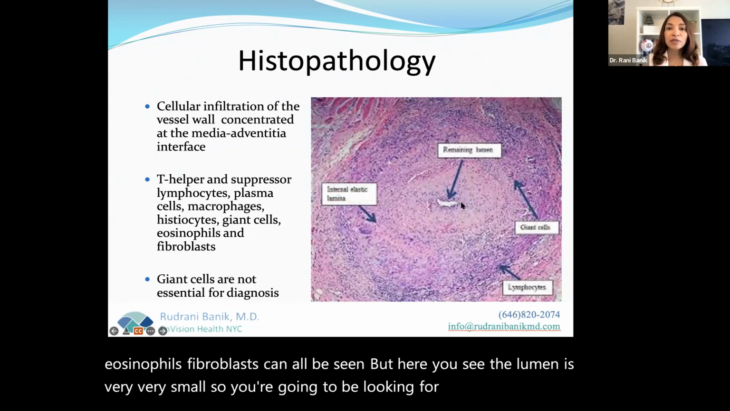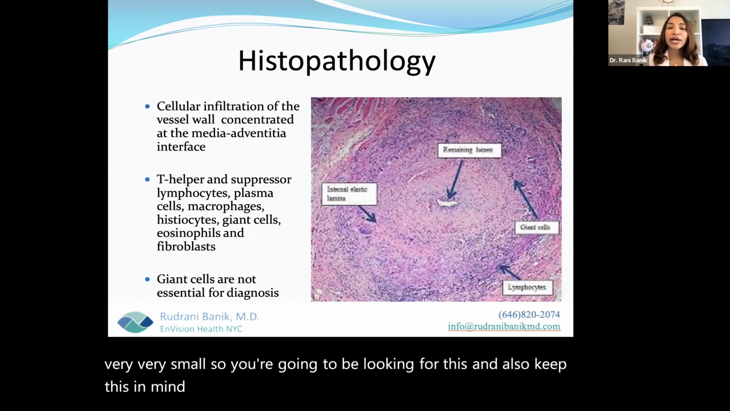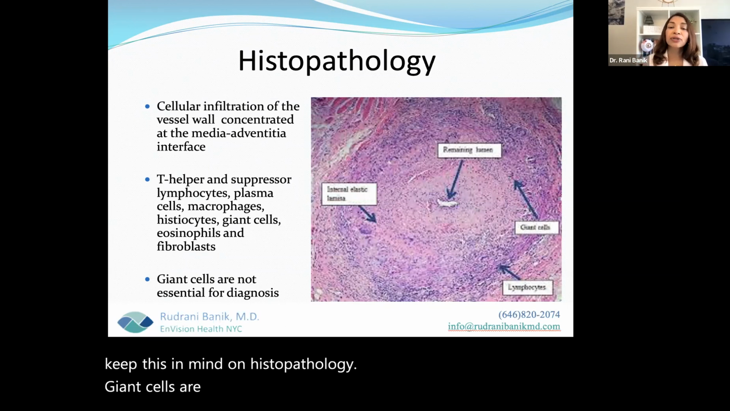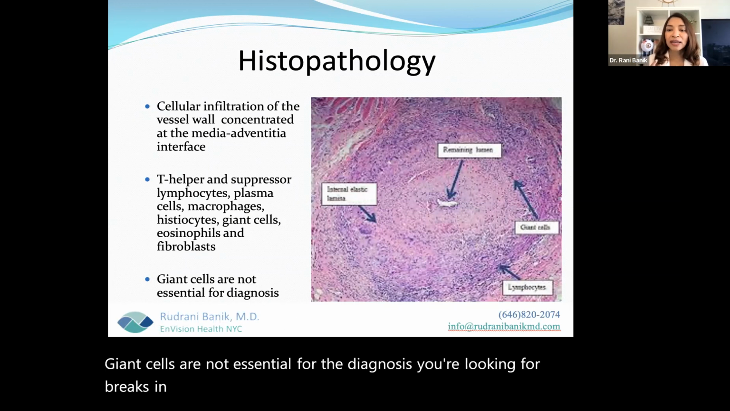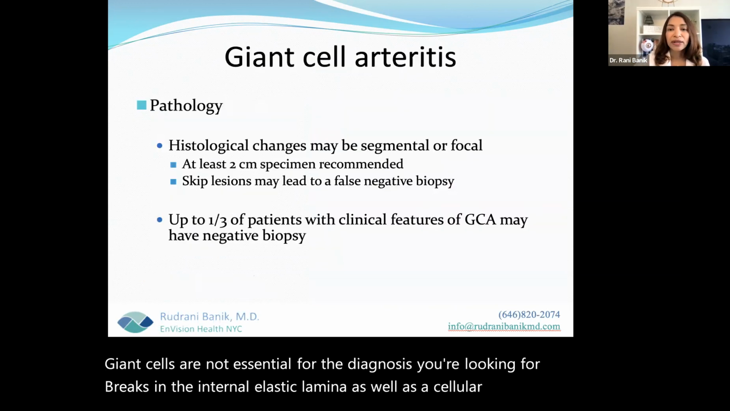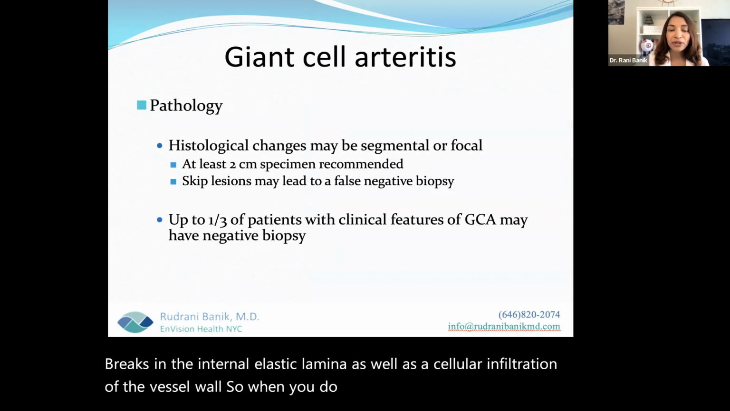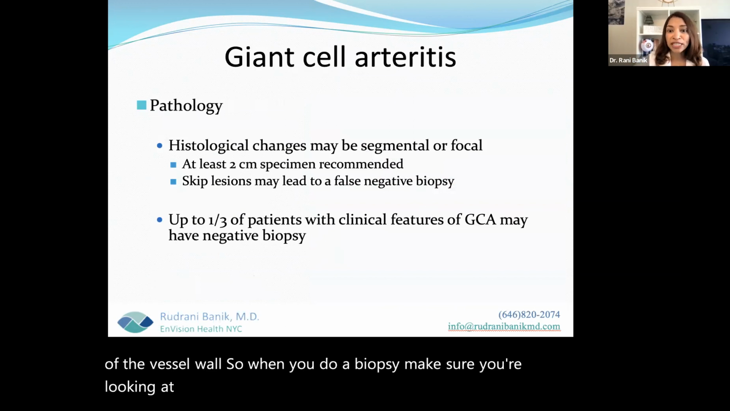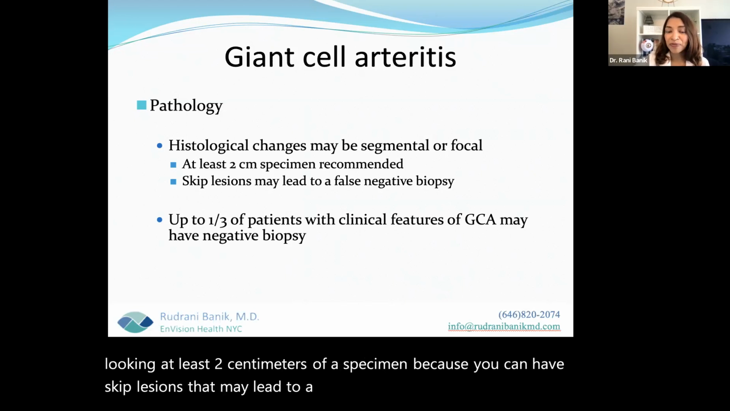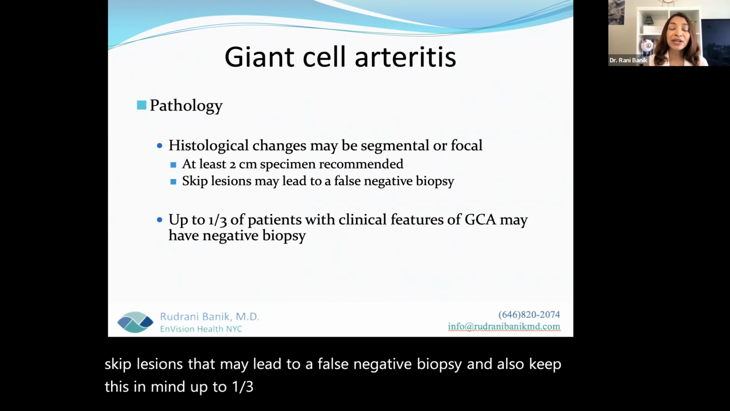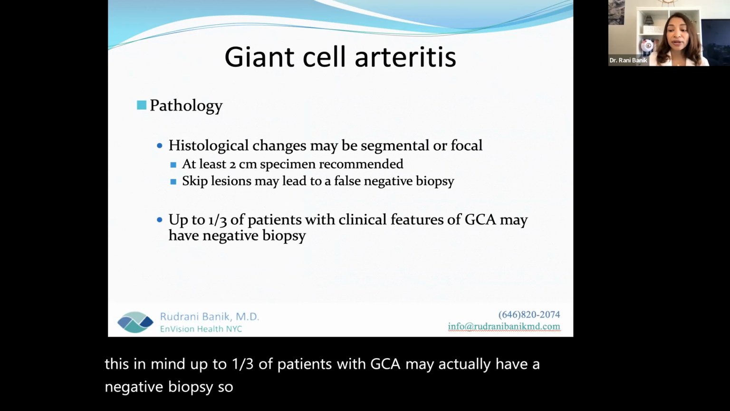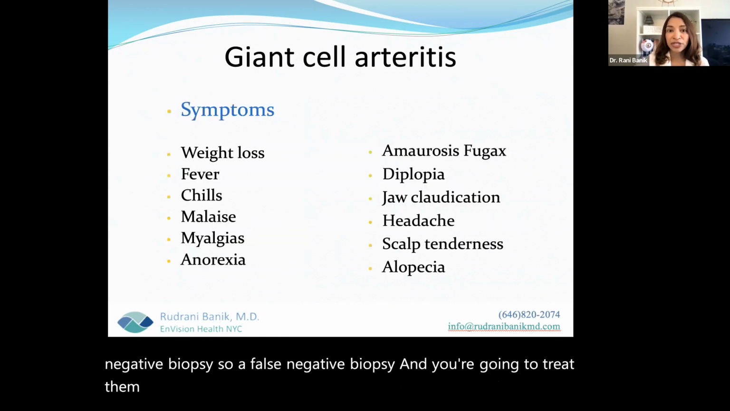So you're going to be looking for this. And also keep this in mind on histopathology, giant cells are not essential for the diagnosis. You're looking for breaks in the internal elastic lamina, as well as a cellular infiltration of the vessel wall. So when you do a biopsy, make sure you're looking at least 2 centimeters of a specimen, because you can have skip lesions that may lead to a false negative biopsy. And also keep this in mind, up to 1/3 of patients with GCA may actually have a negative biopsy, so a false negative biopsy, and you're going to treat them anyway if you're suspicious for GCA.